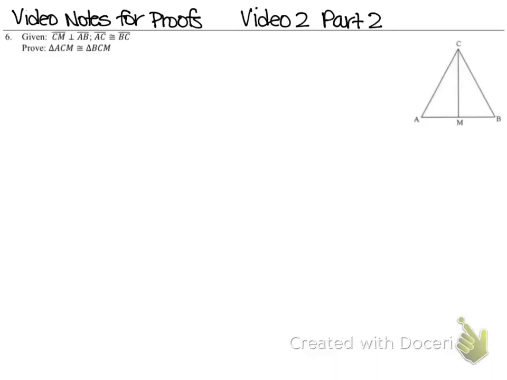Okay, this is video 2, part 2, just to go over question number 6 in the proofs practice for this. I wanted to go over this one specifically, so I want to show you a couple of different ways to do these types of problems when you have perpendicular. So we're going to start with the given, just like we normally would.